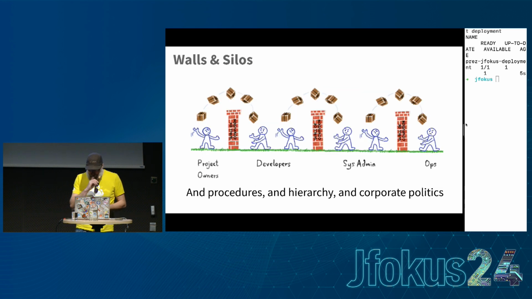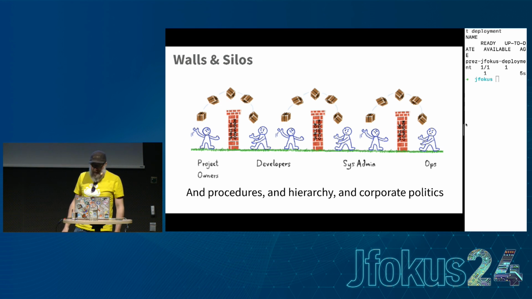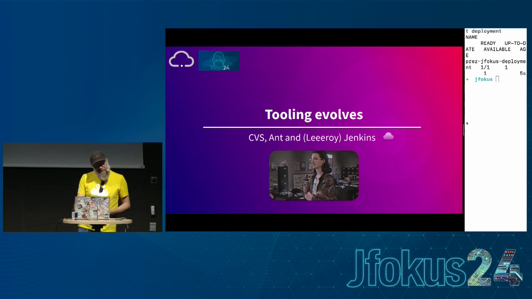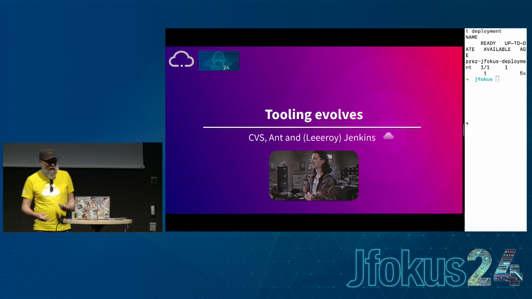And we had walls and silos. And honestly, in most companies, it's still the same. You have the product owners dropping their specs to developers. The developers code their things. They throw it to the sysadmins. And they throw it to ops. For me, sysadmins and ops is more or less the same because I'm a developer, but apparently it's different there. But a lot of silos, people not really talking together. But at the same time, we as developers had our tooling that evolved a lot.